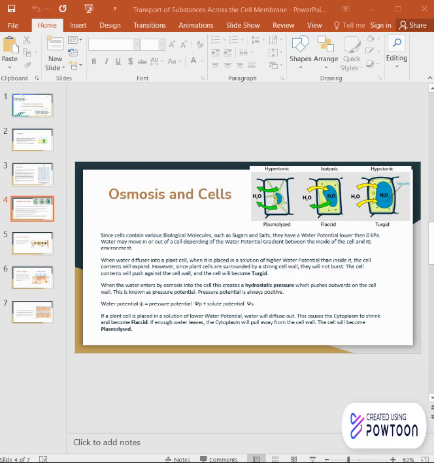So now we can say that water potential is equal to pressure potential created from the hydrostatic pressure as well as solute potential. Solute potential means the amount of solutes that exist within the solution of the two areas. So now that we have talked about osmosis in plant cells, now let's go on to osmosis and the movement of water in animal cells.